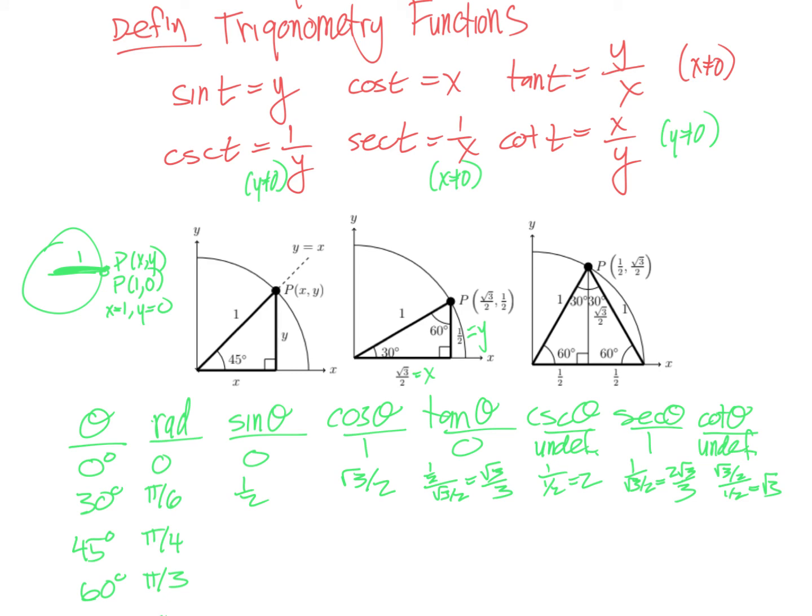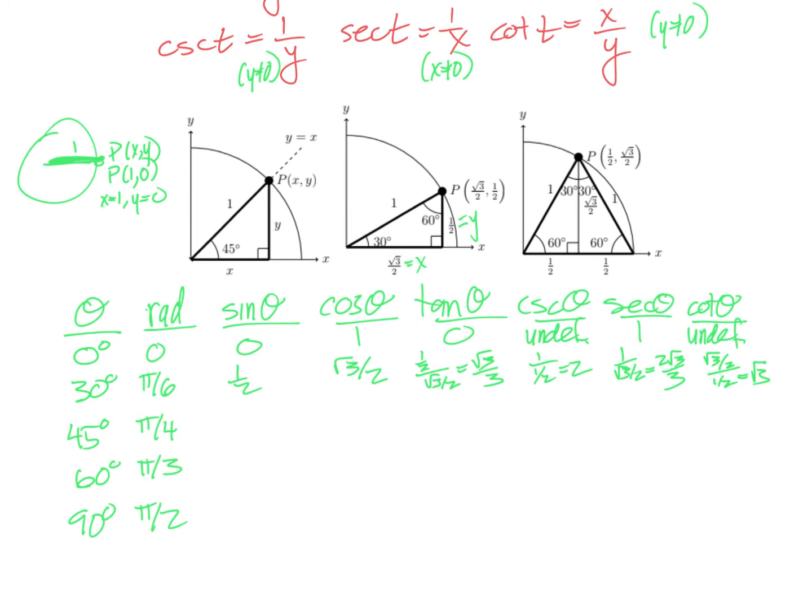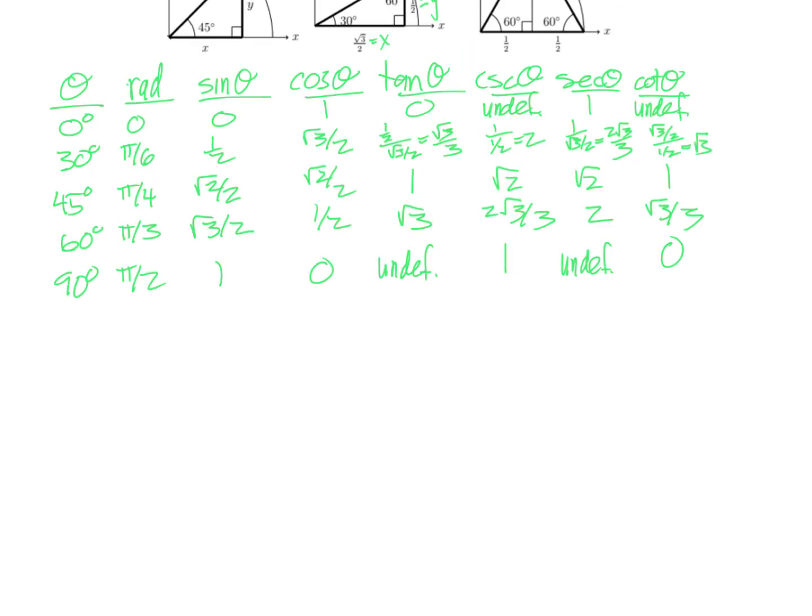I'm going to go ahead and just fill out the rest, but you can see where these all come from. We're looking at our 45-degree triangle, our 60-degree triangle, and just filling out what is y and what is x. If it's sine, it's just y, cosine x, tangent is y over x, cosecant 1 over y, 1 over x, and x over y. All right, so this is what the table looks like filled out.